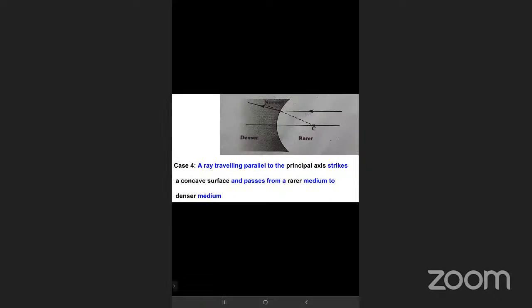Next, case 4. So ray traveling parallel to the principal axis. Now here, this is the principal axis, this is the center of curvature, right? And this is the normal line. This dotted line is a normal line. Now in this case, light ray travels from rarer to denser. This is the rarer medium, this is the denser medium. Now this is parallel to the principal axis. So you can see after refraction, that means it is moving towards the normal. The refracted ray is moving towards the normal here.